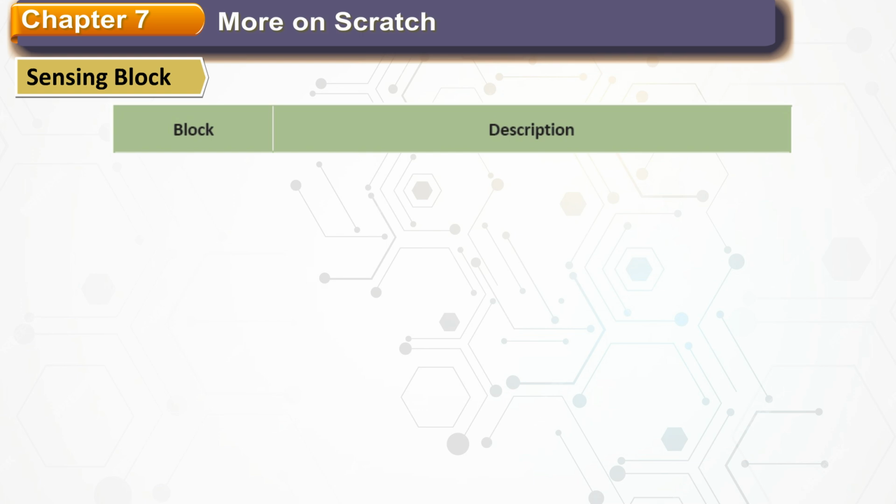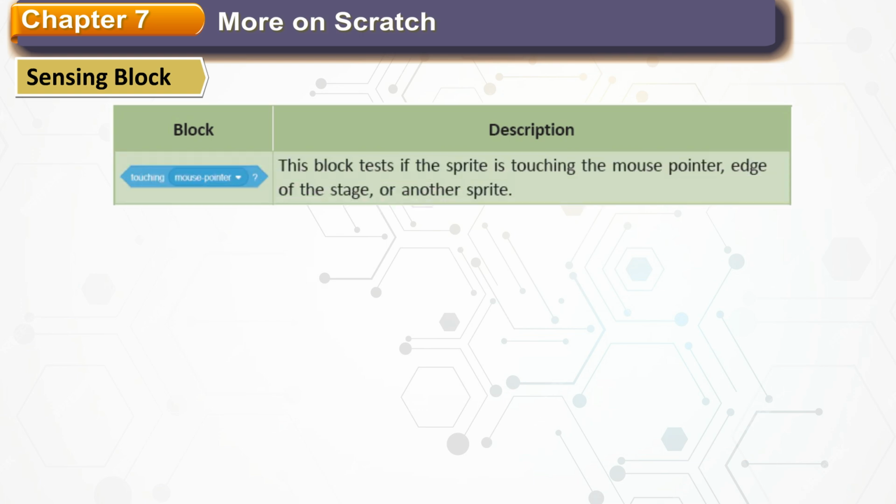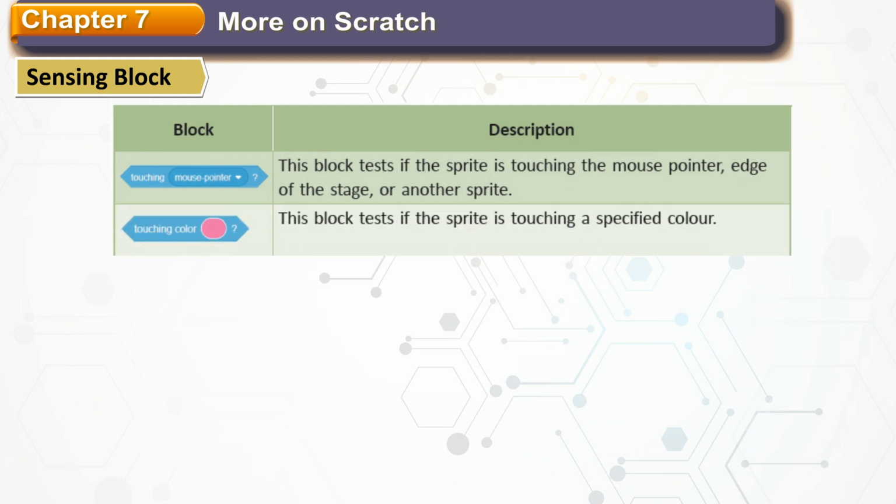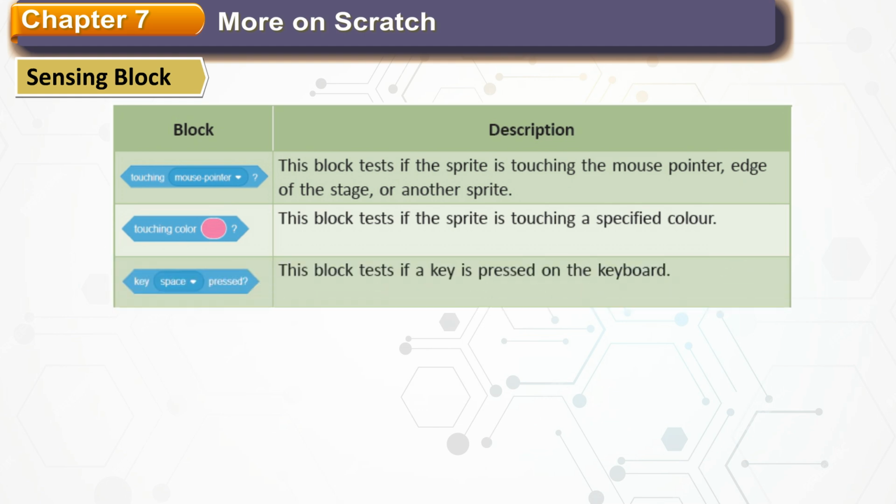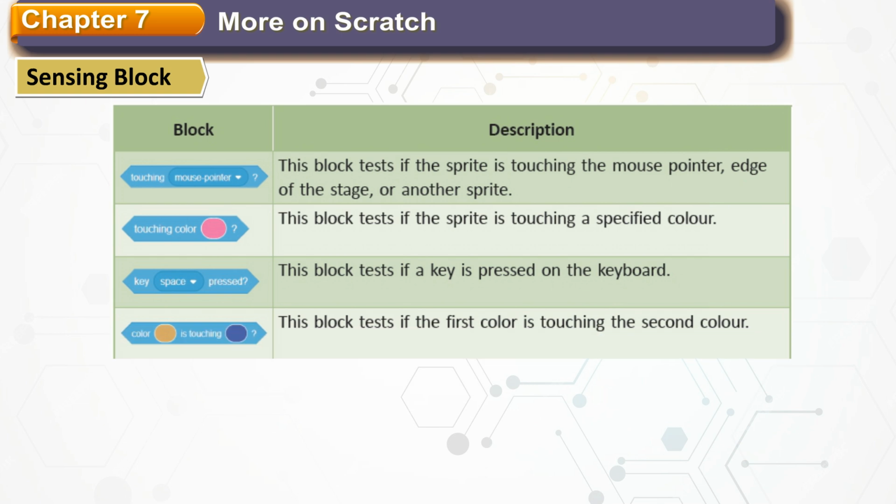Block description. Touching mouse pointer. This block tests if the sprite is touching the mouse pointer, edge of the stage, or another sprite. Touching color. This block tests if the sprite is touching a specified color. Key space pressed. This block tests if a key is pressed on the keyboard. Color is touching. This block tests if the first color is touching the second color.